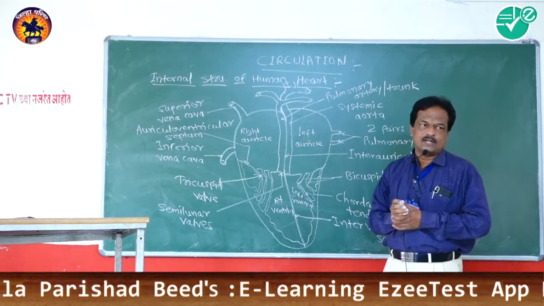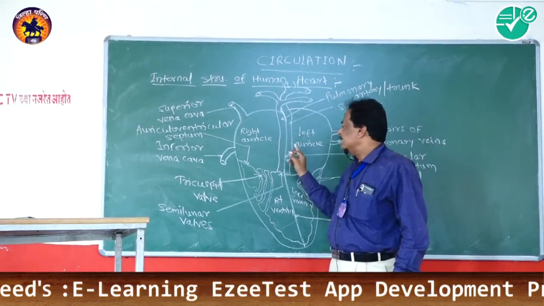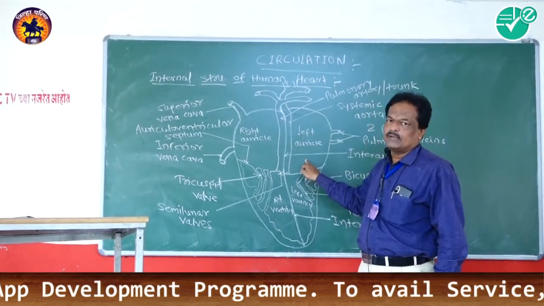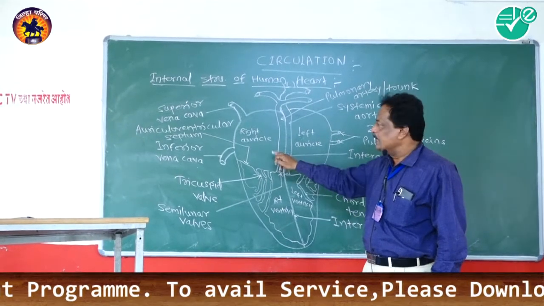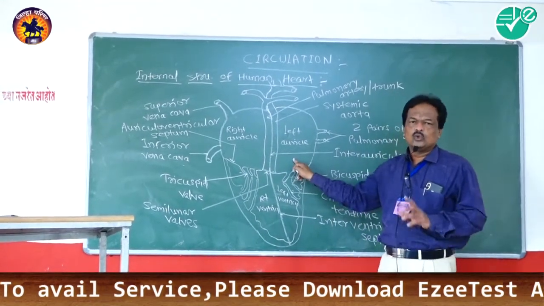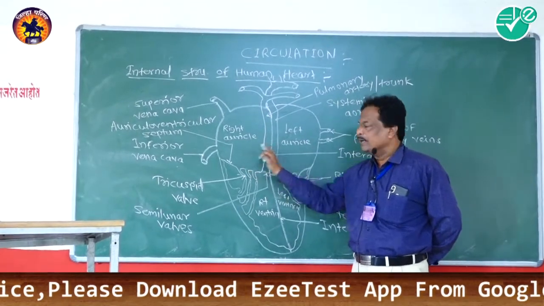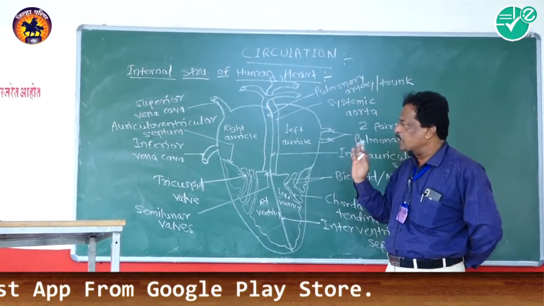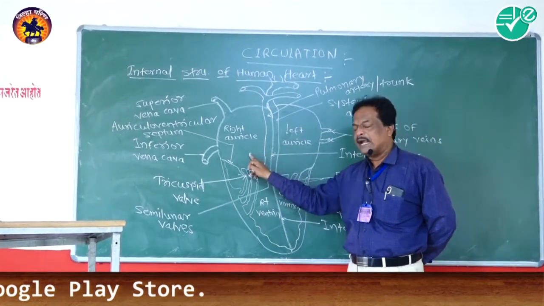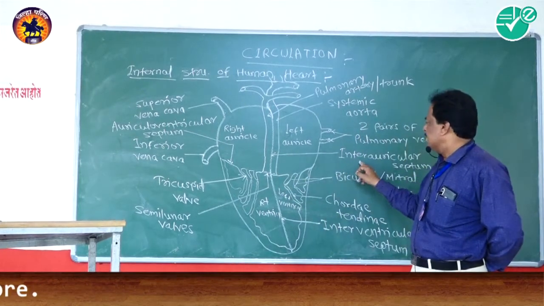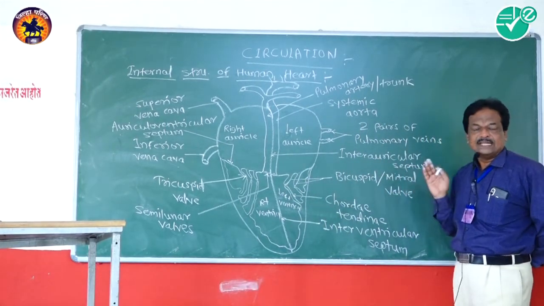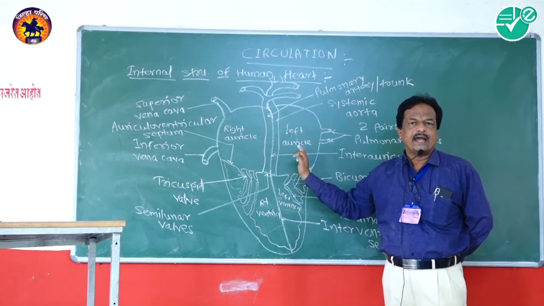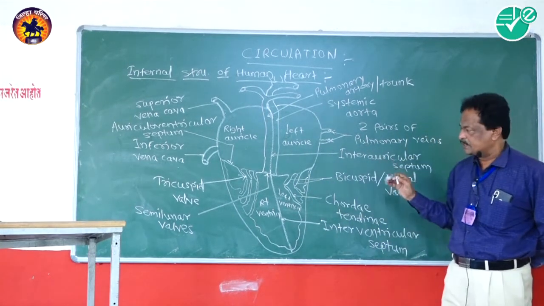That auricular chamber is divided into two compartments with the help of a vertical septum. Due to the presence of the vertical septum in the auricular chamber, the auricular chamber is divided into two subchambers, that is, right auricle and left auricle. The vertical septum which divides the auricular chamber into right and left is the interauricular septum.